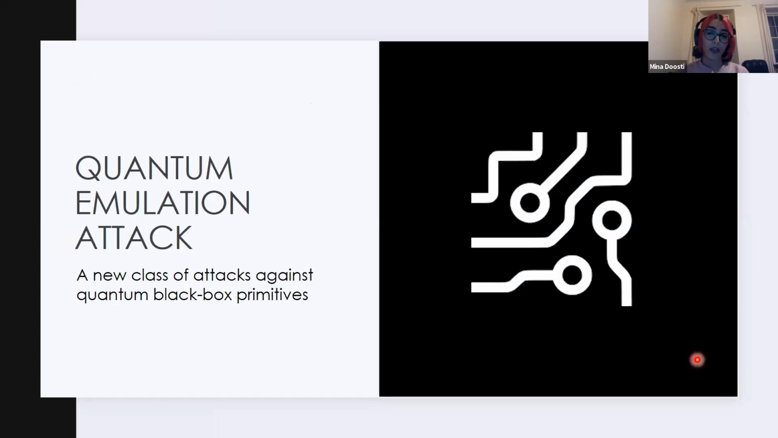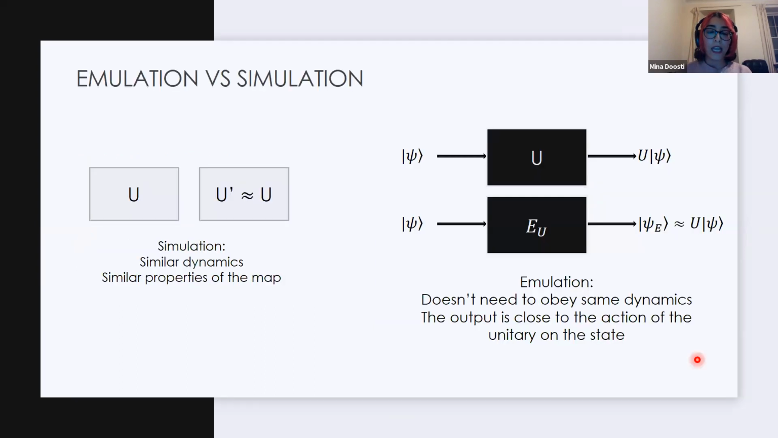Now, before I talk about our results and the impossibility in the security, I will talk about a class of attack which we call quantum emulation attack. So it's not a single attack, although we use a very specific algorithm for it, but it's actually a new class of attack which you can use against any black box primitive. And the idea of this attack comes from the difference between emulation and simulation.